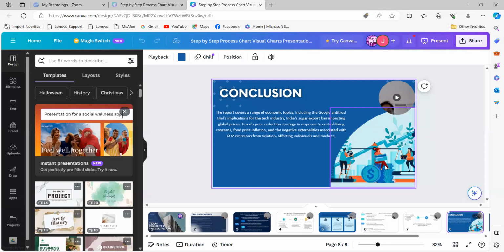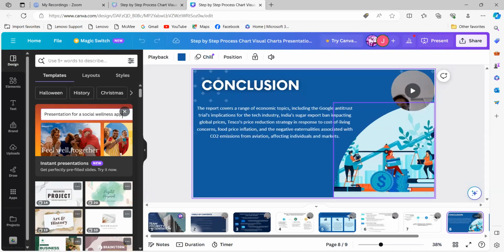So now we can conclude our presentation. The report covers a range of economic topics, including the Google antitrust trial's implications for the tech industry, India's sugar export ban impacting global prices, Tesco's price reduction strategy in response to cost of living concerns, food price inflation, and negative externalities associated with CO2 emissions from aviation, affecting individuals and markets.